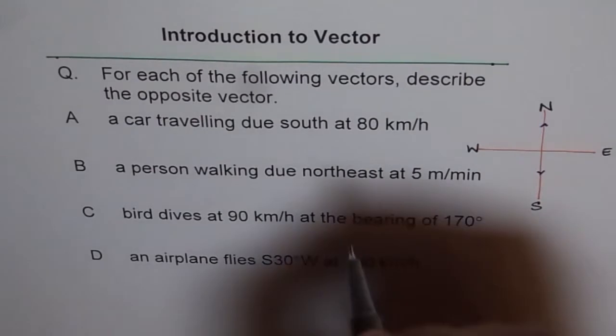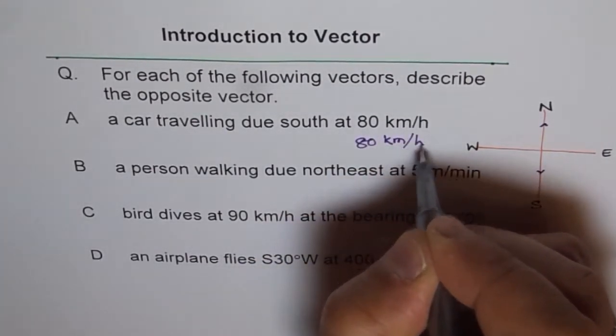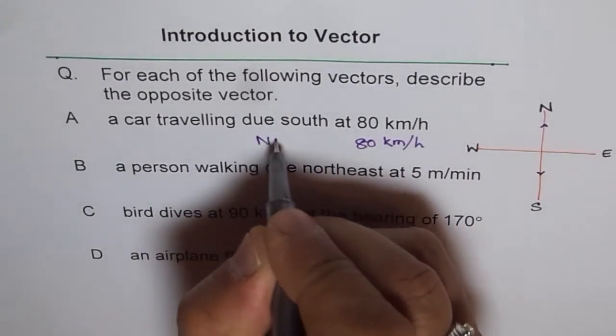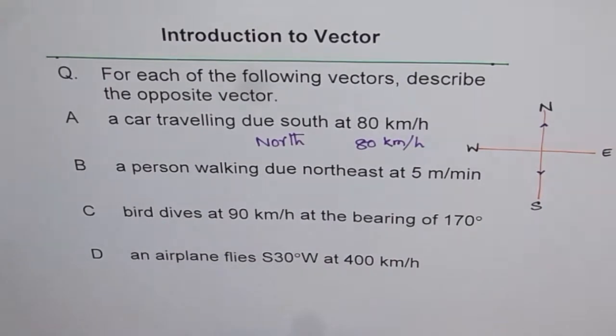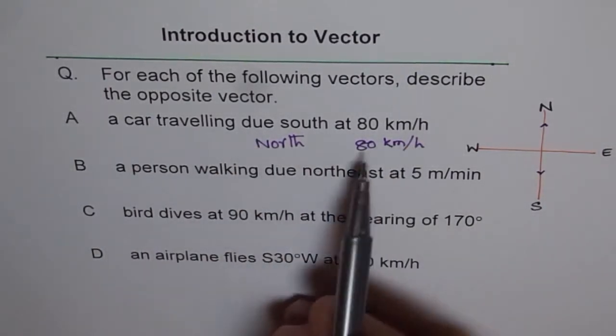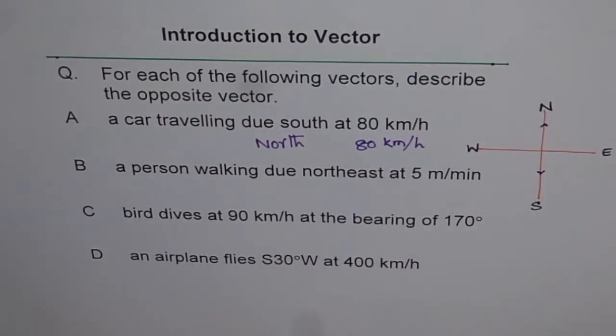As you know, magnitude is same. So we'll keep this as 80 kilometers per hour and change this direction from south to north. So that becomes our answer: car traveling due north at 80 kilometers per hour. So we get the first one in this way, correct?